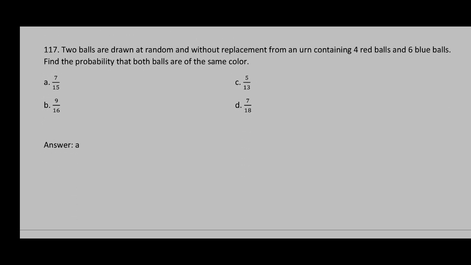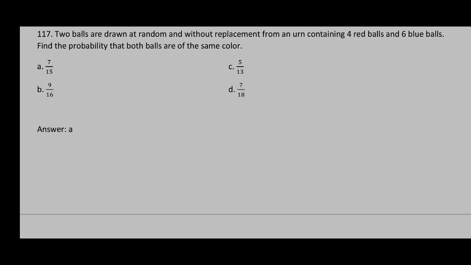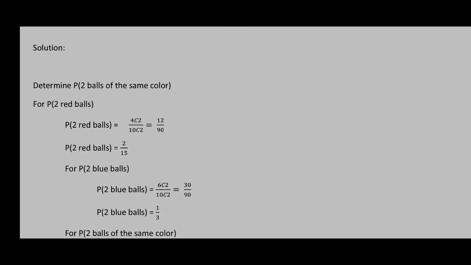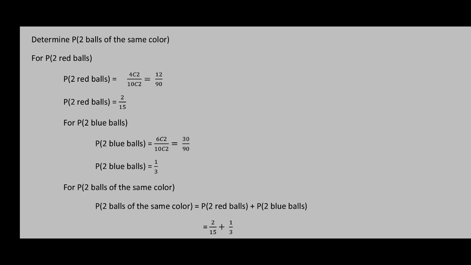Next, problem 117. 2 balls are drawn at random and without replacement from an urn containing 4 red balls and 6 blue balls. Find the probability that both balls are of the same color. Sagot diyan ay letter A, 7/15. So, solution, determine probability ng 2 balls of the same color. So, for P of 2 red balls muna, P of 2 red balls is equals to 4C2 over 10C2, 12/90. So, lowest term mo magiging 2/15.